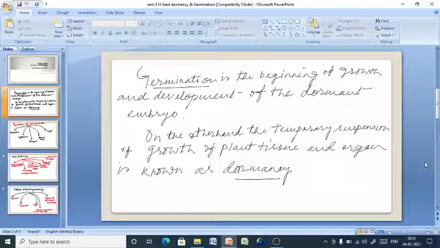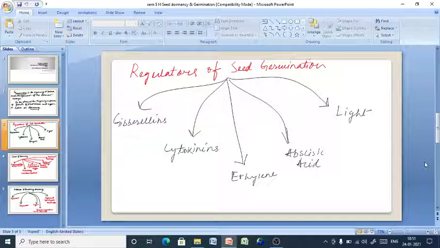Firstly, there are some factors or regulators which can control the germination process. If we want to list them, these are the most important ones: gibberellins, cytokinins, ethylene, abscisic acid, and light. There are also some other factors, but these are the most crucial.